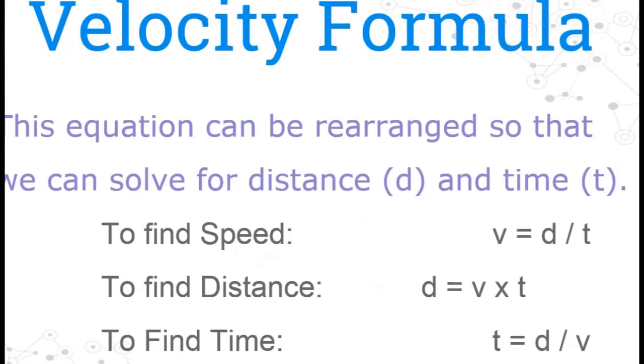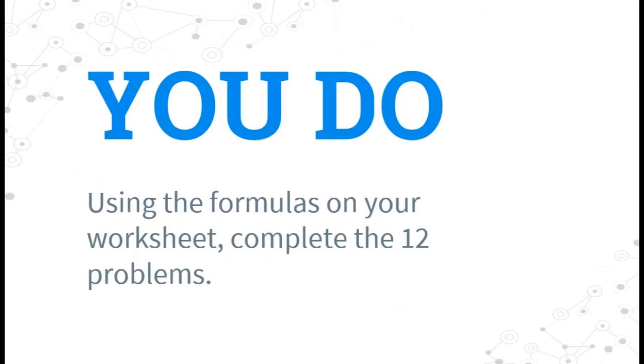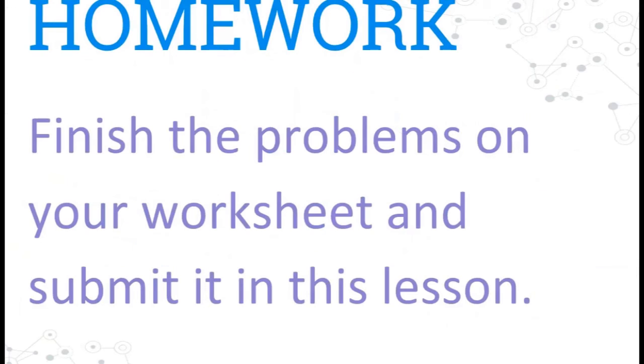Or if we needed to find the time because we weren't given that, but we were given the distance and the velocity, then we would take distance divided by velocity to find the time. So we can find any of the three variables based on what two variables were given, and that allows us to find the third. So using the formulas on your worksheet, complete the 12 problems below. You're going to finish these problems on your worksheet and submit it in this lesson.